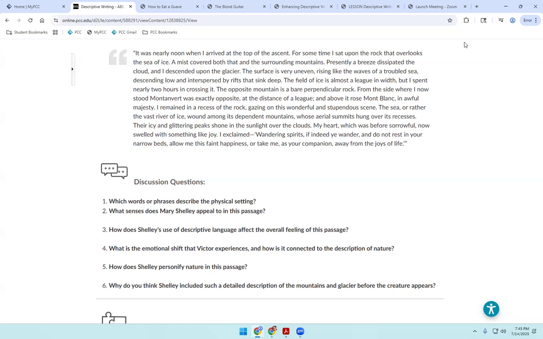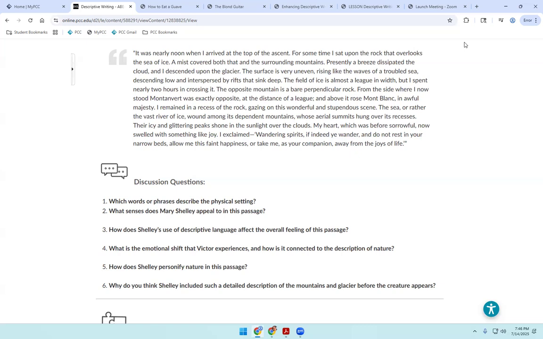How does Shelley's use of language affect the overall feeling of this passage? What kind of feeling do you walk away with? A sense of awe. Yeah, for sure. That's a good one. This is a pretty dramatic physical setting. Yeah. What else? What other feelings does it evoke? I also said the overwhelming power of nature. Wonderful. Yes.